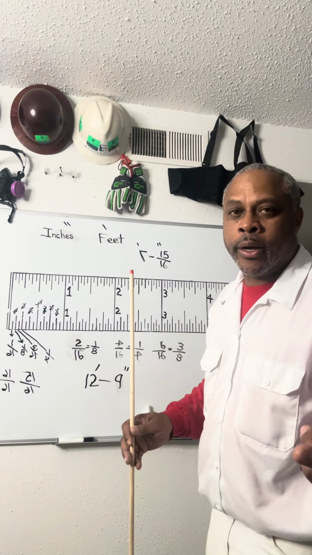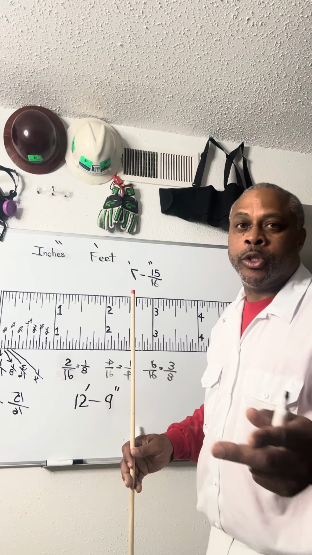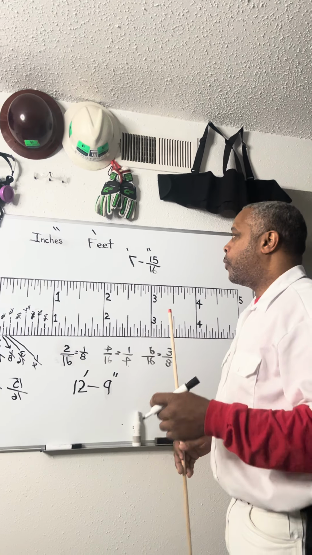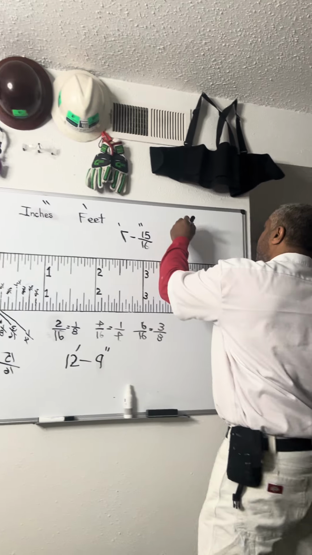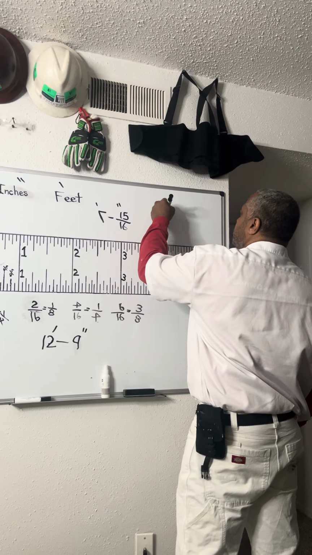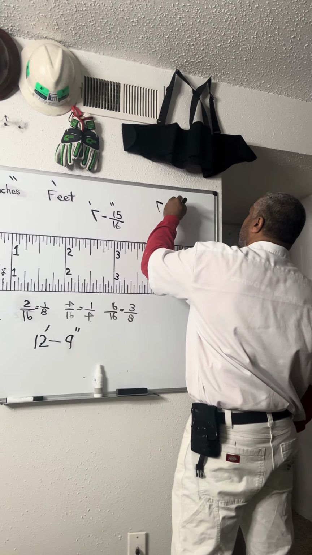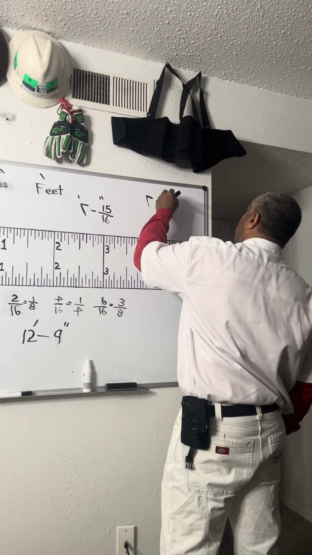Okay? So 7 times 12. So you automatically know what you're going to have when you do that multiplication. When you multiply 7 feet times 12.